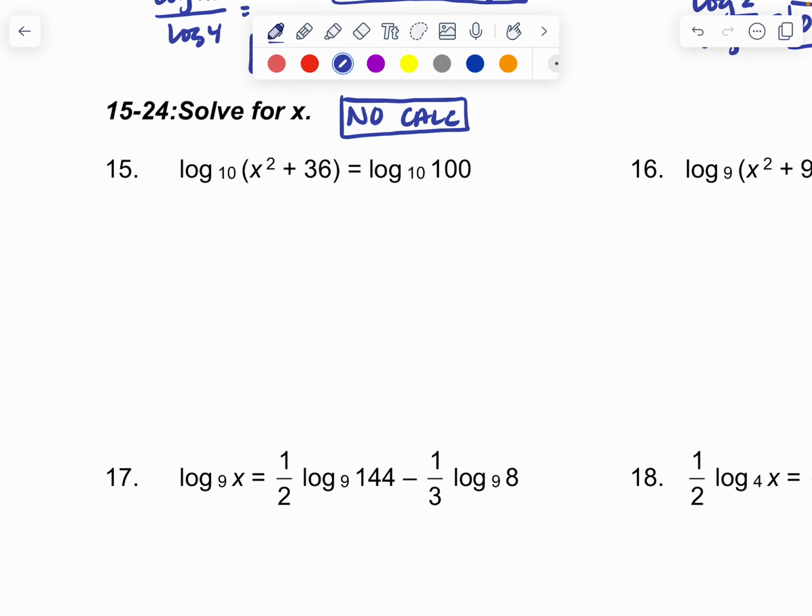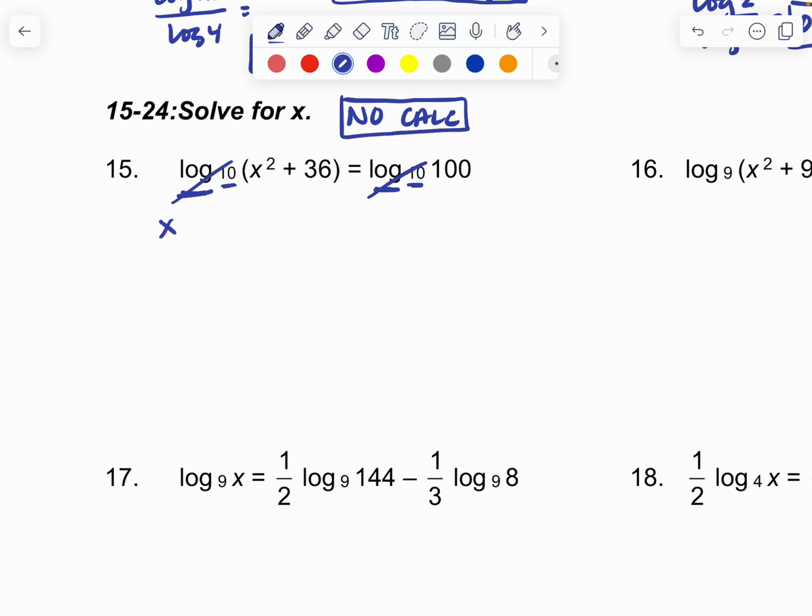Okay, so if it's a no calculator section, if you see a log in your equation, like I do here, my goal is to get rid of the log. I don't want it in there, okay? So one way to do that is there's one log on the left and one log on the right, and the bases are exactly the same. Guess what? You can cross them out, okay?